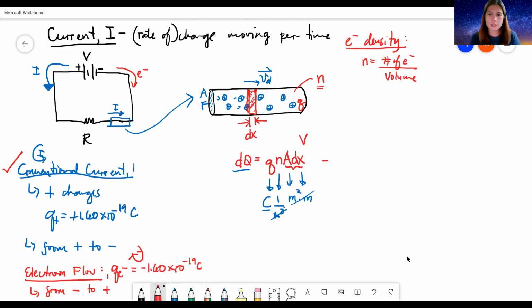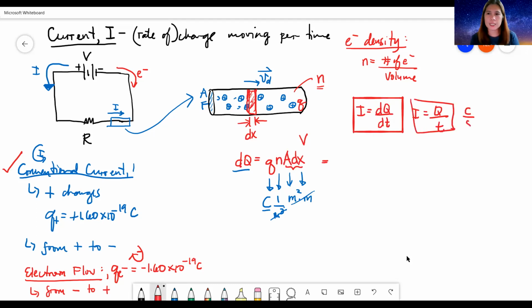Let's further simplify this. We want to relate drift velocity, concentration, charge, and area to current. That's our target, because we already know that current is the derivative of charge, or charge per time. If Q doesn't change with time, we just say that I is constant charge per time, so our unit would be coulomb per second, also known as ampere. Okay, very good. Let's continue.